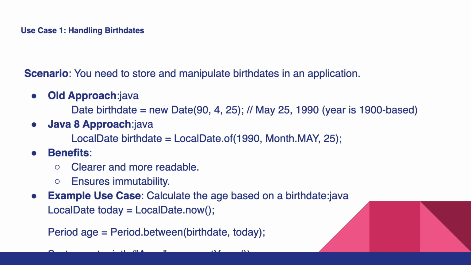Additionally, calculating a person's age becomes straightforward. Here, the Period class encapsulates the difference between two dates, enhancing the clarity and intent of the code.